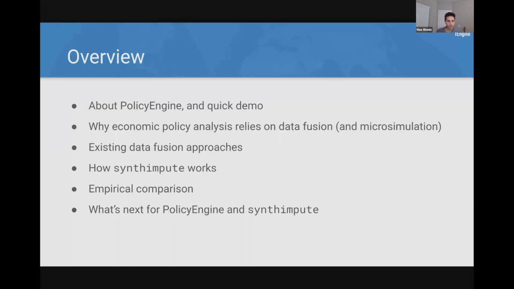So what I thought I'd do is give a little bit more background on PolicyEngine and a quick demo of our product, and demonstrate why economic policy analysis relies on data fusion, talk about some of the existing approaches to that and some comparisons, and also then, of course, how Synthimpute works itself and what's coming next.